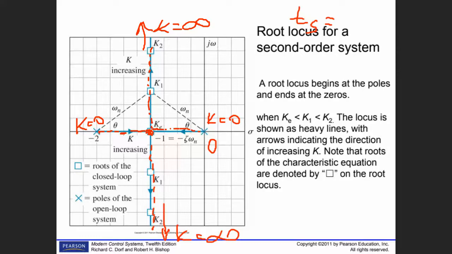Settling time is 4 over sigma. So if sigma is higher, it is nice for you. This is one point. And also zeta 0.7 was good.